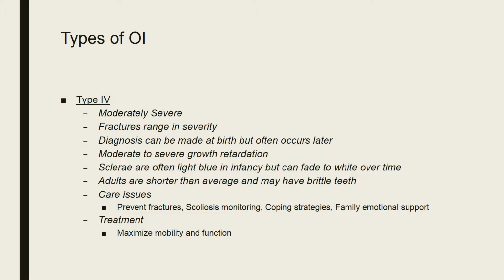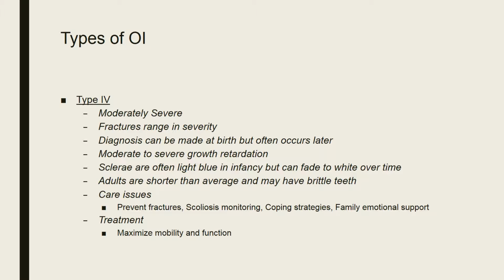Type 4 is moderately severe, and the fractures range in severity. Okay, so it's not quite as severe as type 3. The diagnosis can be made at birth, but because of the lack of severity, it usually occurs later, once there's that moderate to severe growth retardation or limitation as well. You may notice a light blue sclera in infancy, but again, as they grow, it may fade to white over time. They may have brittle teeth.